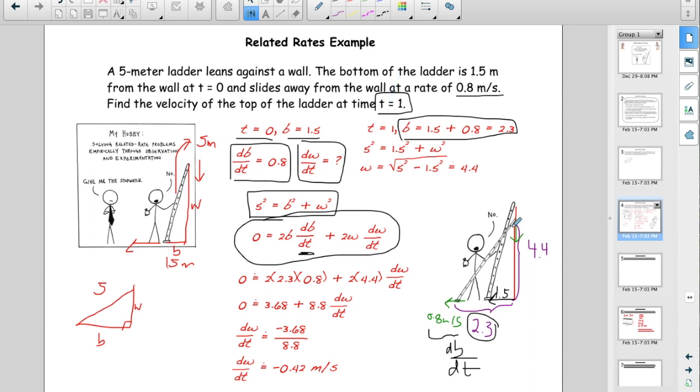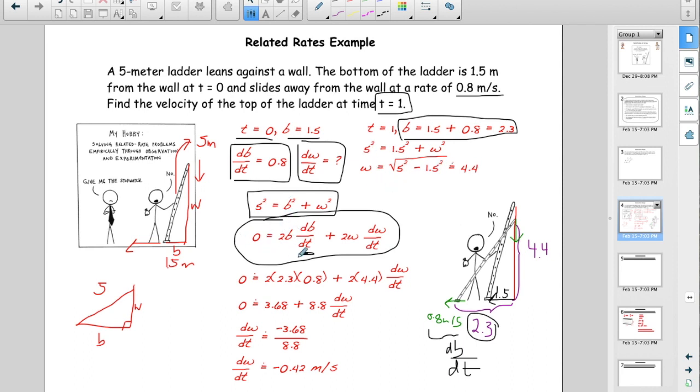Now, how am I going to find W? I'm going to use the Pythagorean theorem. So 5 squared is 1.5 squared plus W squared. That gives me W would be the square root of 5 squared minus 1.5 squared, and that's approximately 4.4. So now what does that mean?